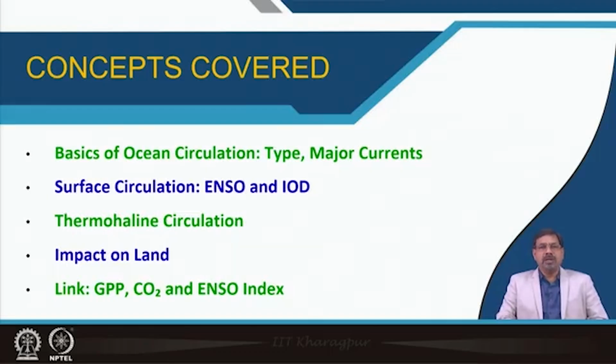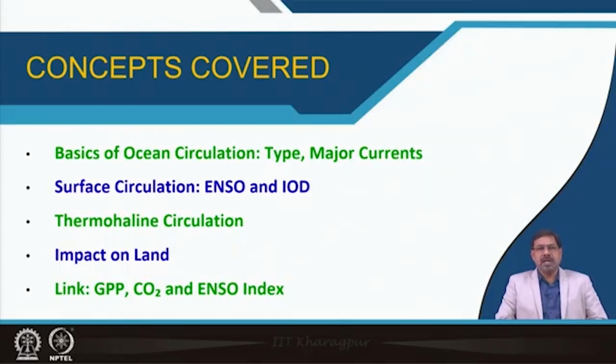And then we will move on to understand the thermohaline circulation. As you can understand, thermo means temperature and haline means salinity. So, we will see how, on the basis of temperature, that means low and high, and salinity also in terms of high and low, the circulation is driven. And fourth, we will talk about the various impacts on land.